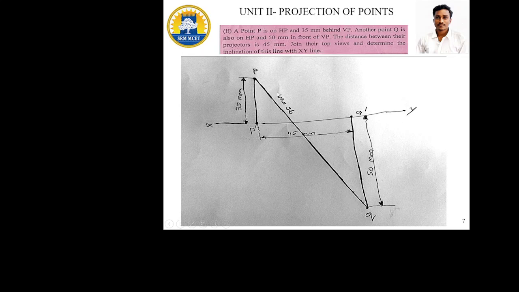So you need to join the top view and draw the projection lines correctly. 35 mm is above the XY reference line, 50 mm is below the XY reference line, and the gap is 45 mm. You should join the top views PQ and measure the value of 95 mm. I hope you understand the projection of points. This is a very simple problem. First we need to identify which quadrant the point is in. Next, solve the problem with the help of the XY reference line. Thank you.